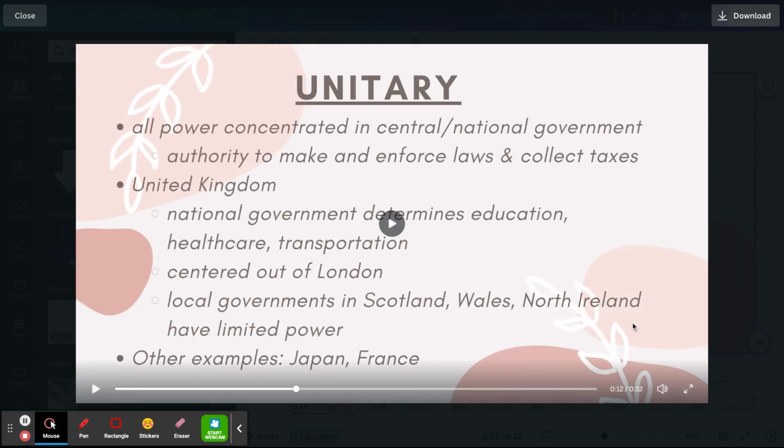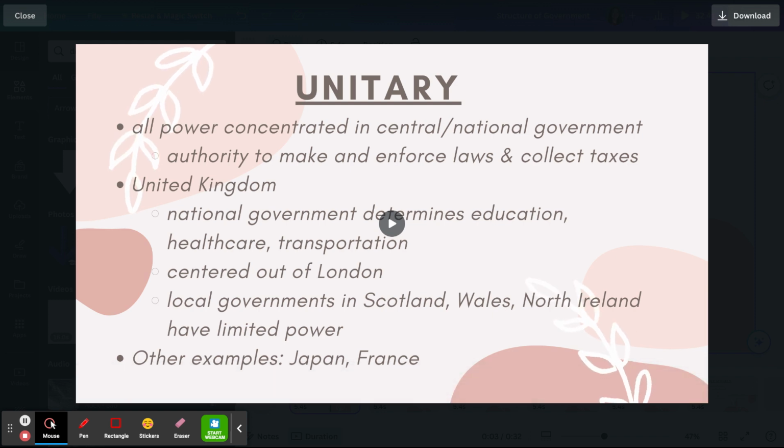The first form of government that we're going to focus on, or the structure of government, is a unitary government. In a unitary government, all power is concentrated in a central or national government, which is generally housed in the capital. That central government or that national government has the authority to make and enforce laws and collect the taxes. In effect, they have basically all of the power. There are different types of government that can be considered unitary governments.